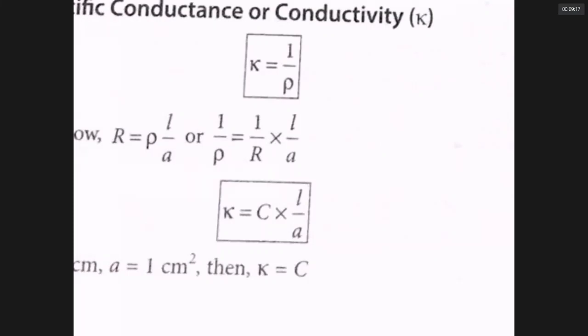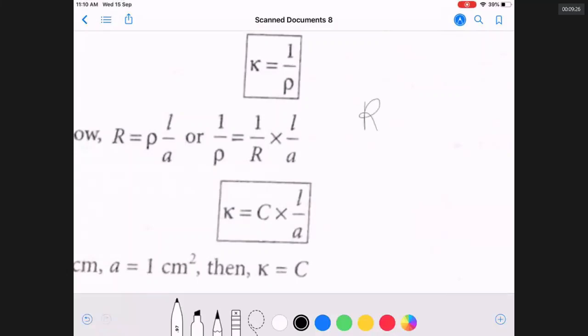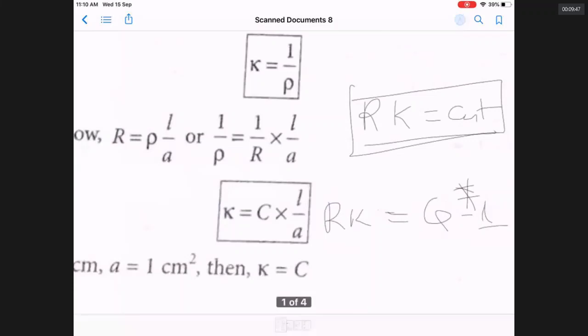1 by C is called R. Remember, always RK is cell constant. RK means what? Rahim Khan is always equal to constant. Is there any Rahim Khan in our class? No, sir. Remember, Rahim Khan is equal to G star. G star means cell constant. You have to remember that for solving problems.